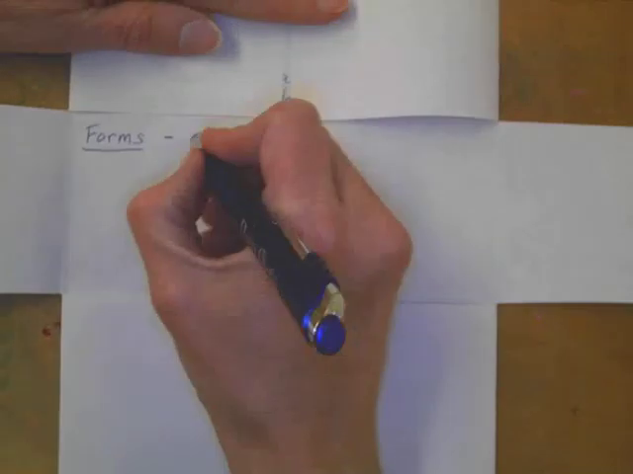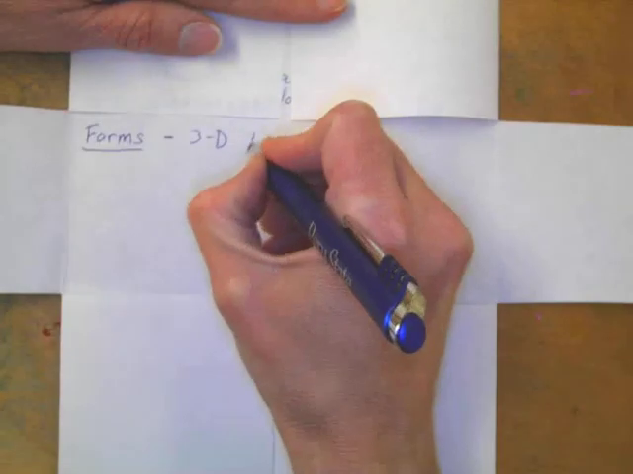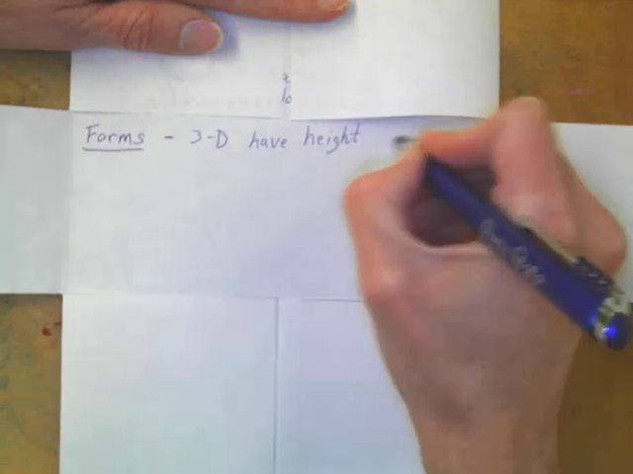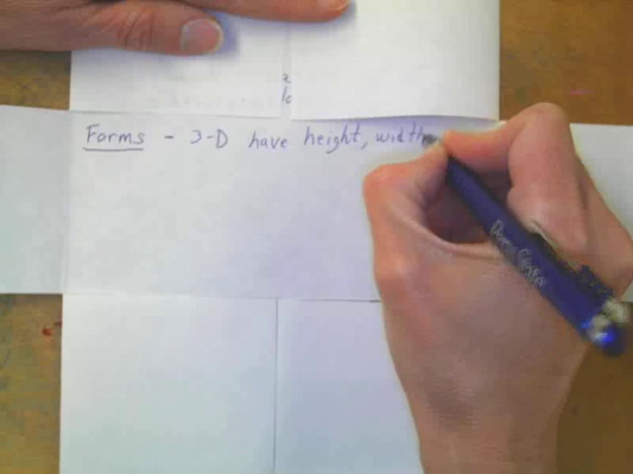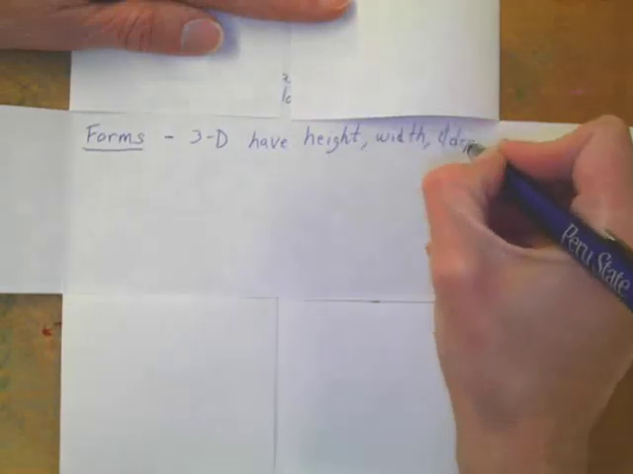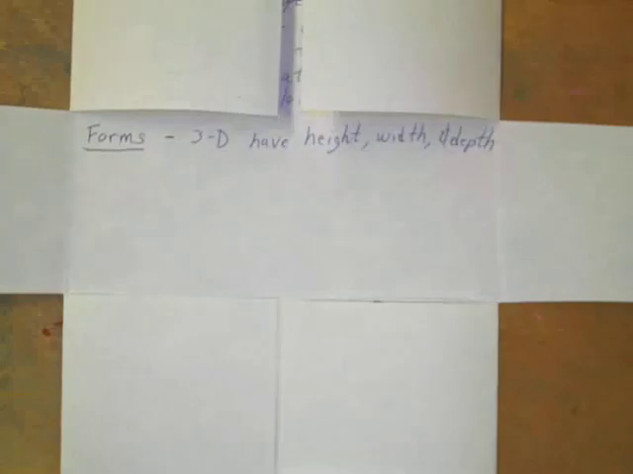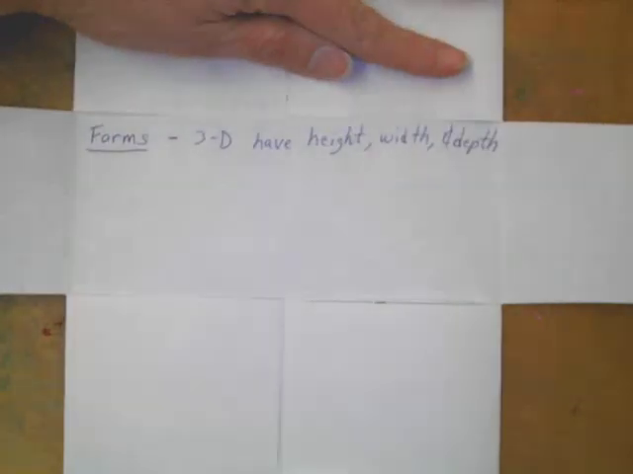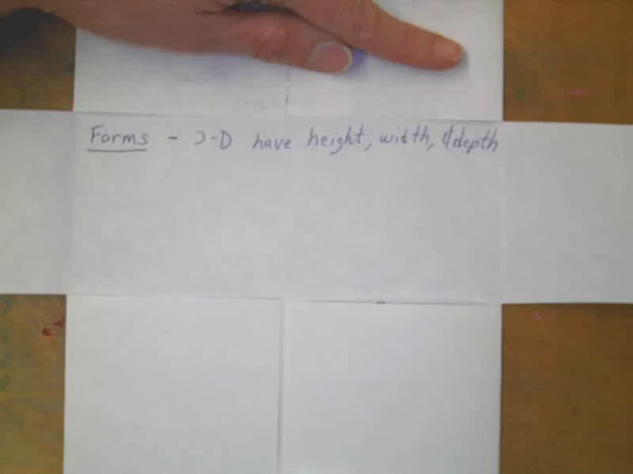So forms are 3D. They have height, width, and depth. Height, width, and depth. Or you could say they're objects. Okay?